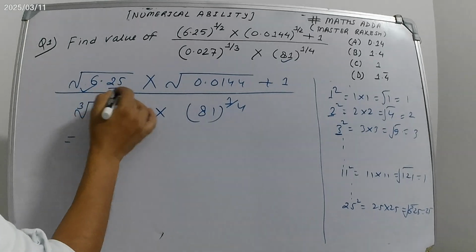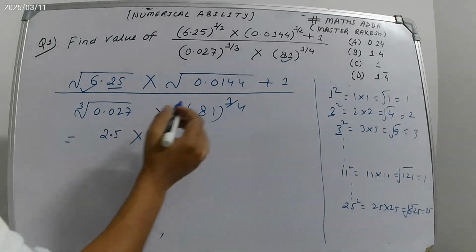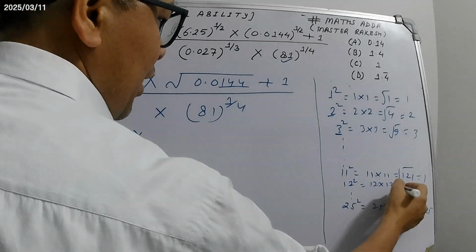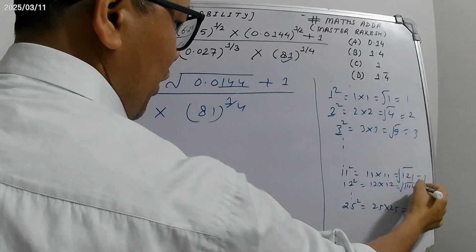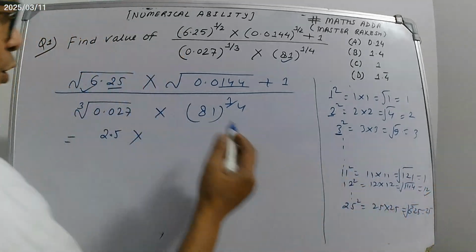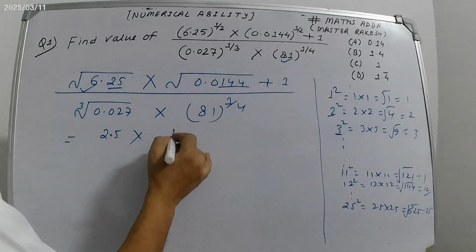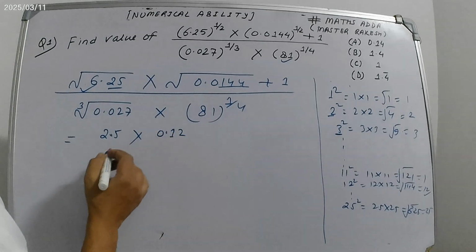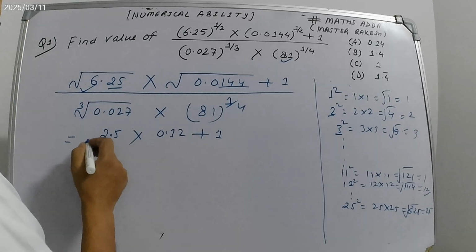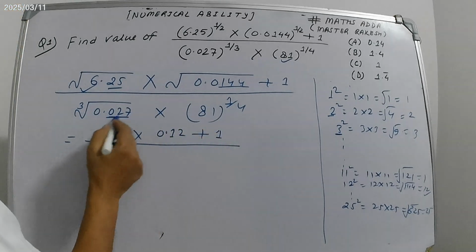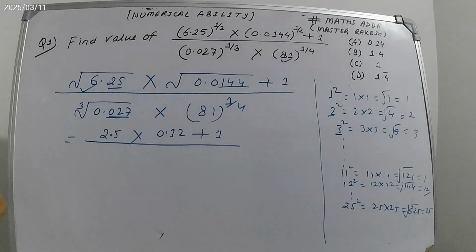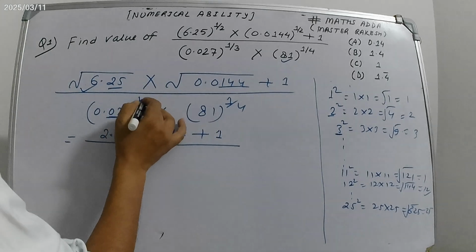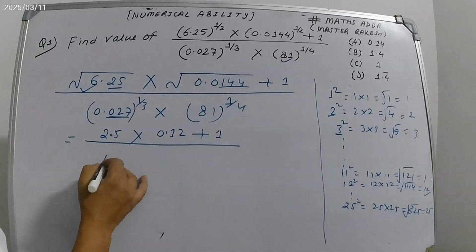There is a decimal place, so 2.5 multiplied by the square root of 144. 12 square, 12 into 12 equal to 144, so the square root of 144 comes 12. With 4 decimal places, the square root has 2 places, so 0.12. Plus 1, upon 27, cube root of 27 is 3. So we will solve it like this; otherwise you won't be able to find the cube root.